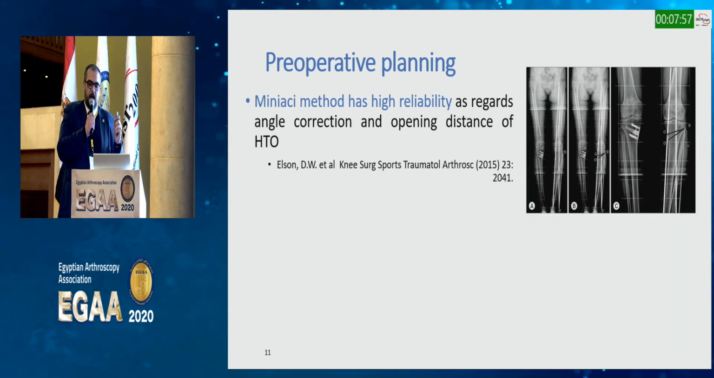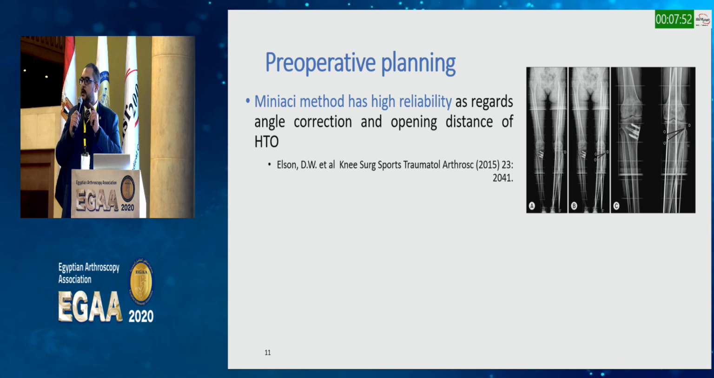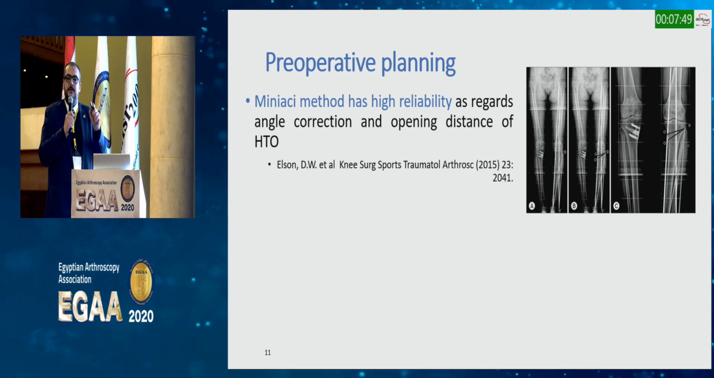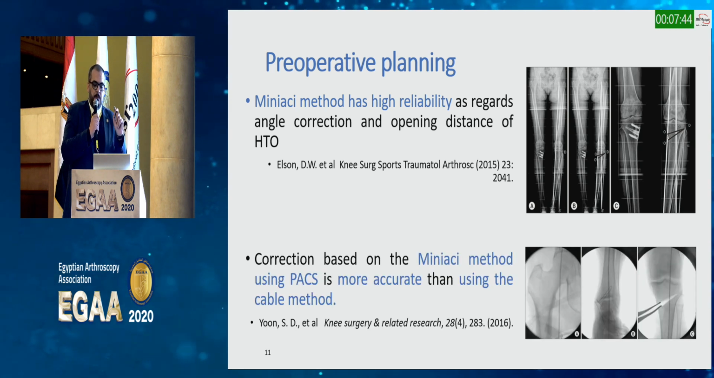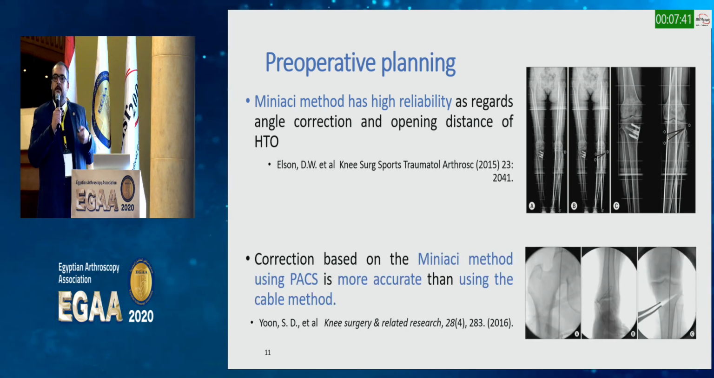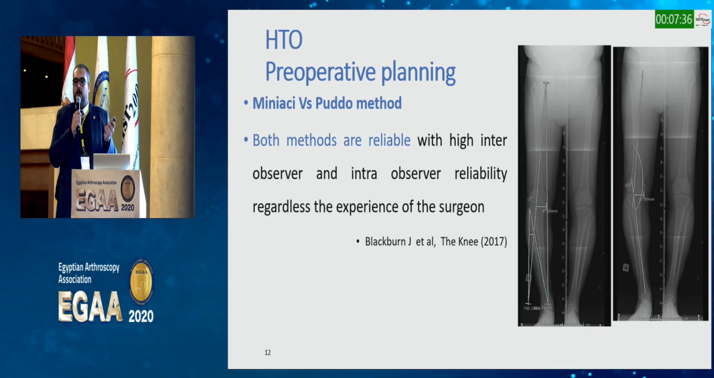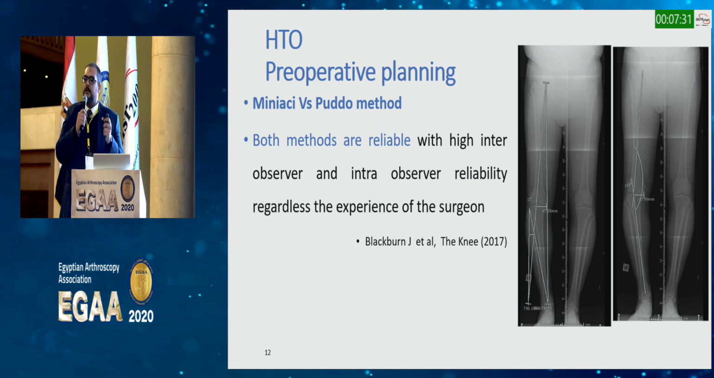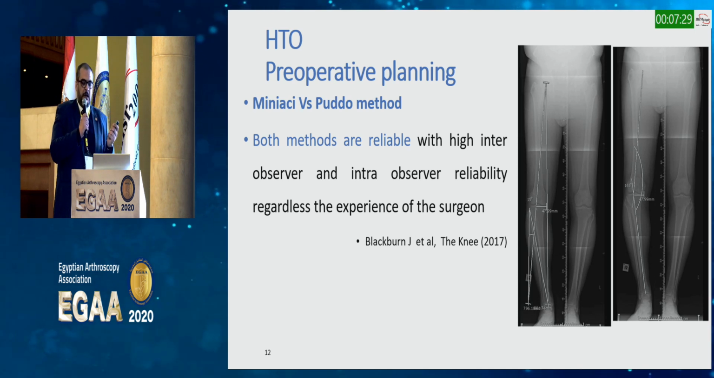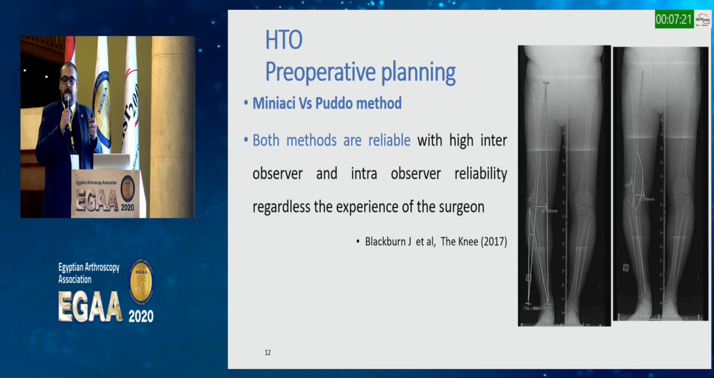Miniaci method gives us very high reliability as regards angle correction and opening distance, because it tells us how many millimeters I need to open intraoperatively, not an angle only. And it's more reliable than simply using the cable test intraoperatively. Another method of measurement is called the PADO method. Both are valid and give intra- and inter-observer reliability, but as I said earlier, the Miniaci method gives you millimeters, not angles.